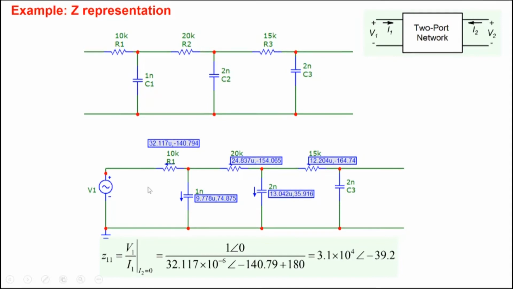But note that I1 is going into the circuit here. So that's where we add a minus there, and the minus you can transform into an angle plus 180 kind of a thing here. So anyway, we can determine V1 by I1 from simulation. Of course, you'll get these values, and you can determine what Z11 is. Experimentally, we would have done the same thing.